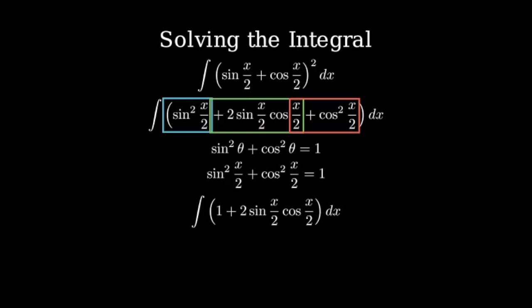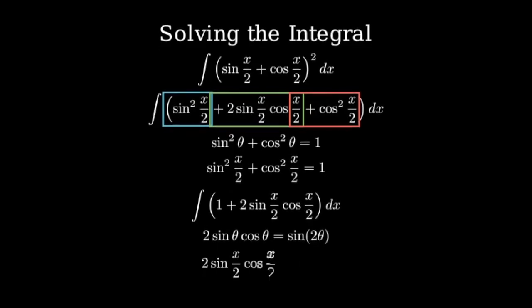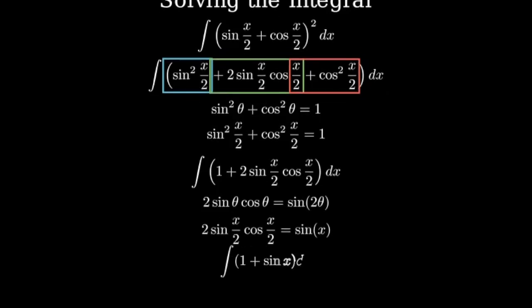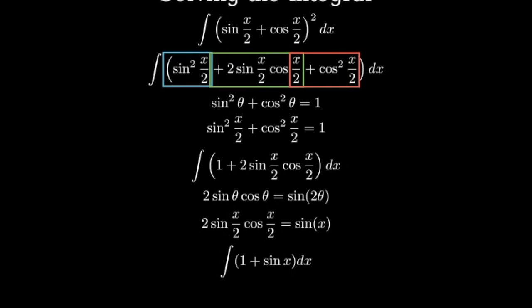Next, we can use the double angle formula. 2 times sine theta times cosine theta equals sine of 2 theta. So, 2 times sine x over 2 times cosine x over 2 equals sine x. This further simplifies our integral to the integral of 1 plus sine x with respect to x.